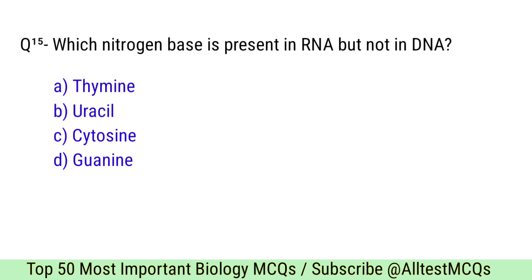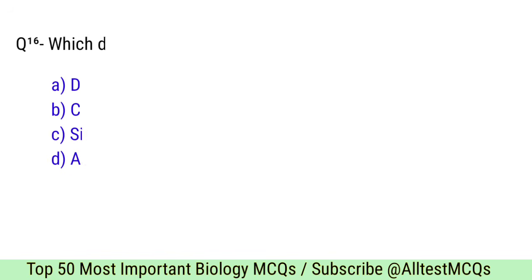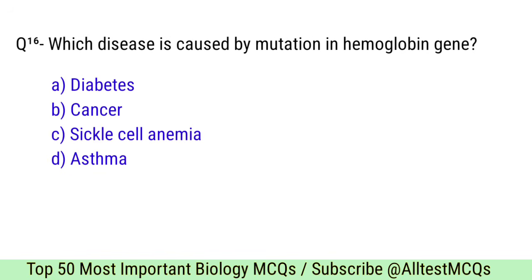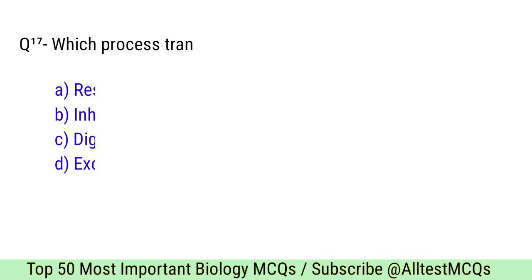Question number 15. Which nitrogen base is present in RNA but not in DNA? Correct option is B. Uracil. Question number 16. Which disease is caused by mutation in hemoglobin gene? Right option is C. Sickle cell anemia.